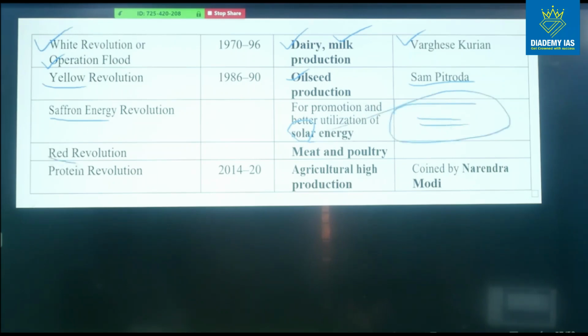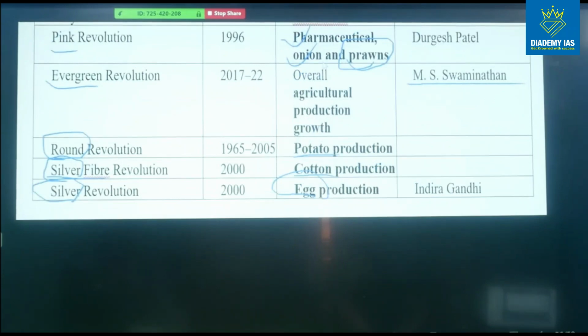Red revolution is for meat and poultry, right? So pink revolution is for pharmaceuticals, onions and prawns. Red revolution is for meat and poultry. So whenever you find these three contrasting items, pharma, onion, prawn, right? Don't get confused, because in this particular revolution, these items are being focused.